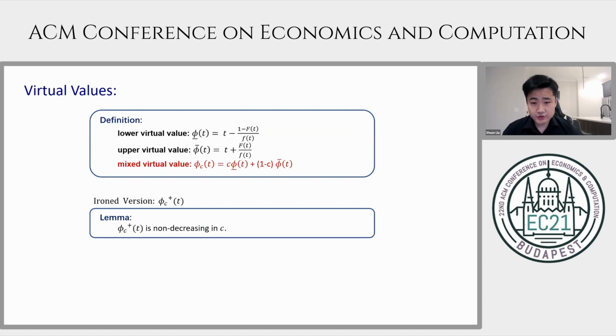We proposed the mixed virtual value phi_c(t) in our paper, and it is a linear combination of the lower virtual value, which is the classical virtual value proposed by Myerson, and the upper virtual value, which differs by 1 over f(t) from the lower virtual value. Our mixed virtual value takes a c fraction of the lower virtual value and a 1 minus c fraction of the upper virtual value. I will explain later in this talk why we have the mixed virtual value. In this paper, we use the superscript plus to denote the ironed version, and we proved a lemma, which may be of independent interest, that the ironed version of the mixed virtual value is non-decreasing in c.